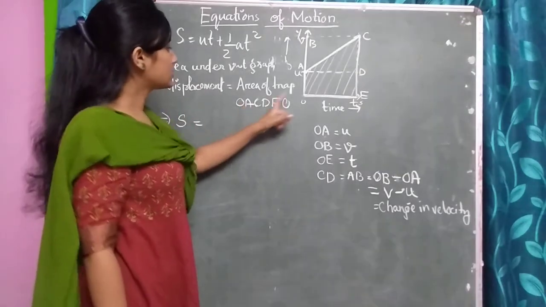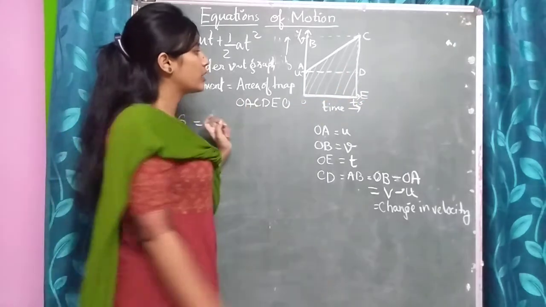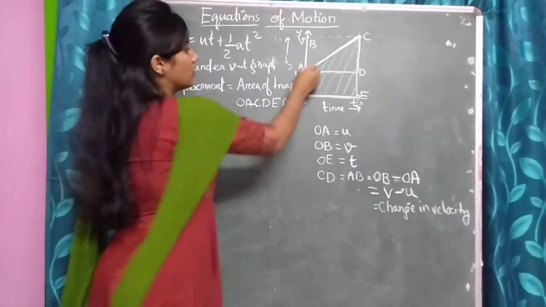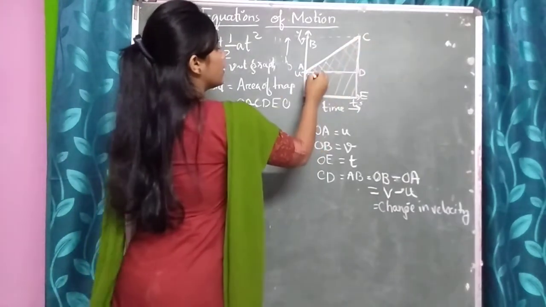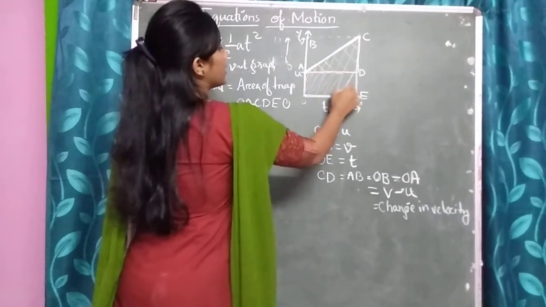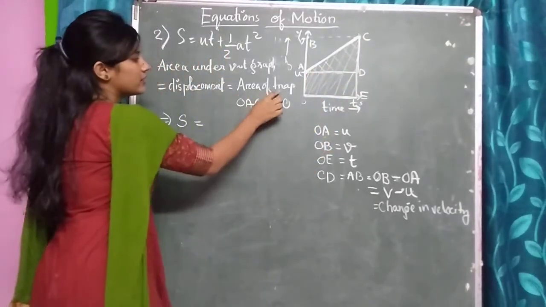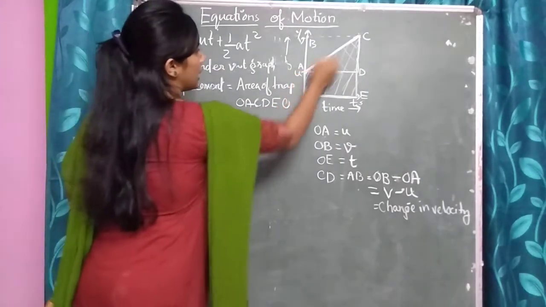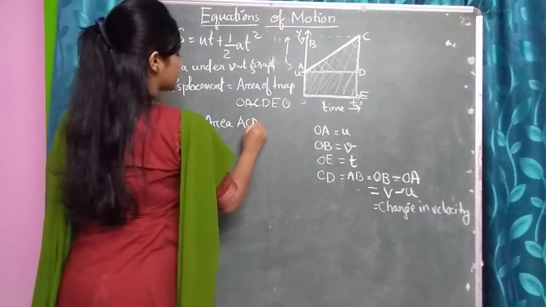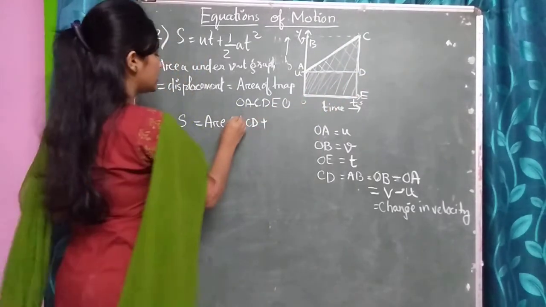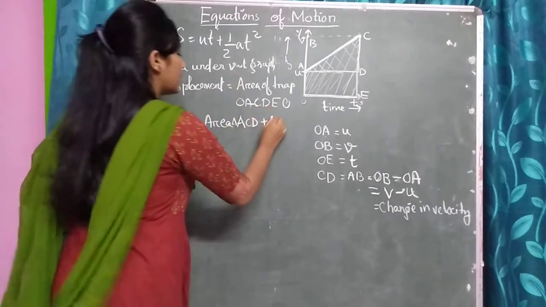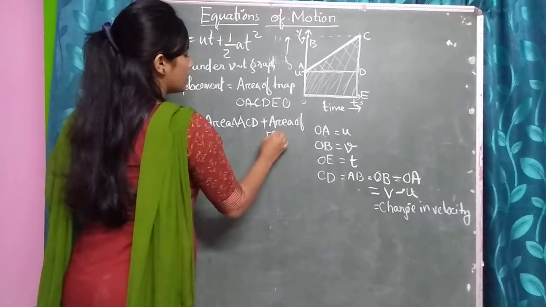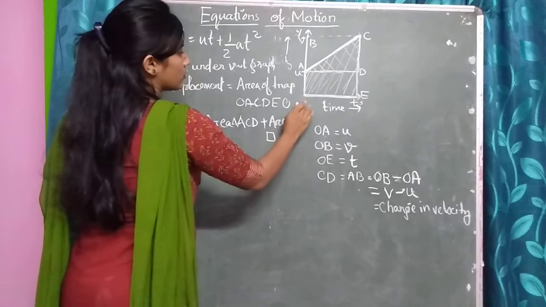Now see, this area of trapezium can be divided into two areas. One is the area of this right angle triangle, and the other is the rectangle area. So I will divide this area into two parts. First is the area of triangle ACD, plus the area of the rectangle OADE.